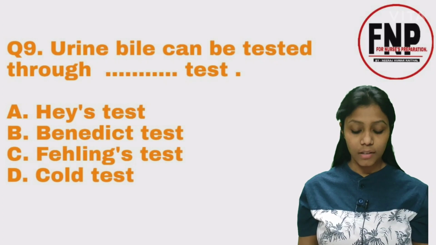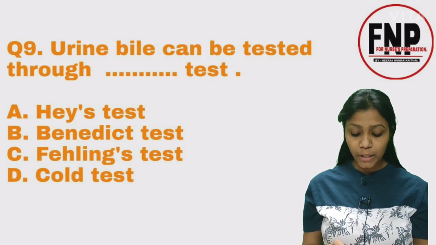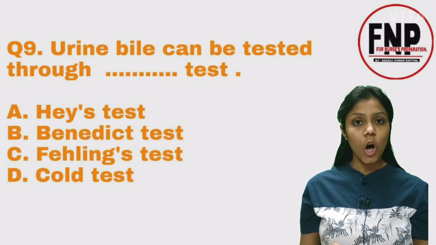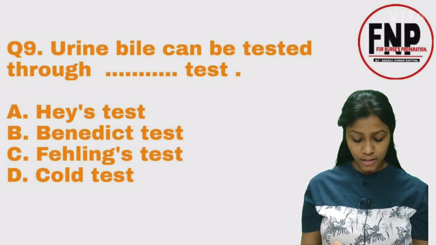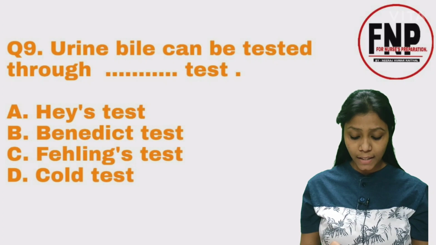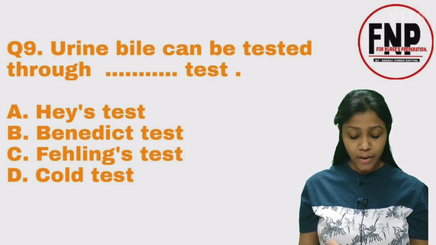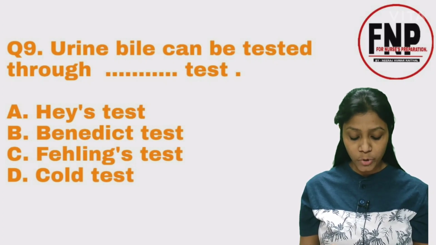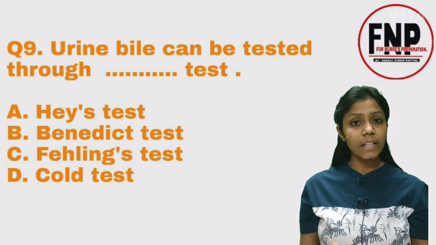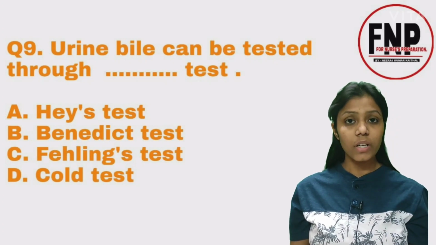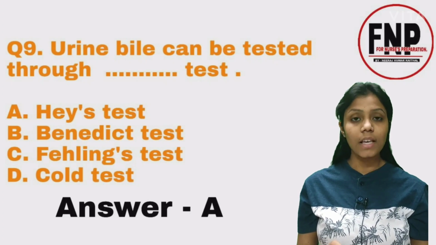Next question is urine bile can be tested through. Your options are option A, that is Hay's test, option B, Benedict test, option C, Fehling's test, or option D, that is cold test. The correct option of this question is option A, that is Hay's test.